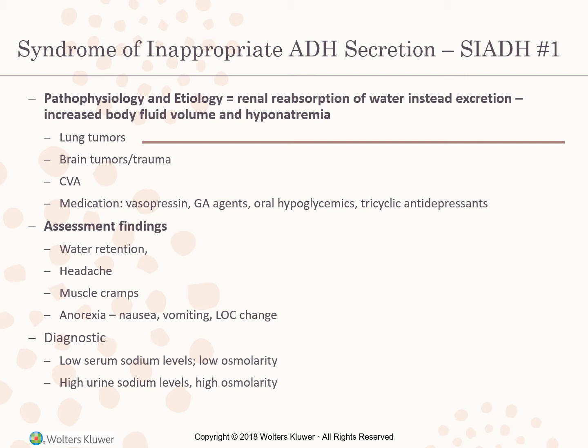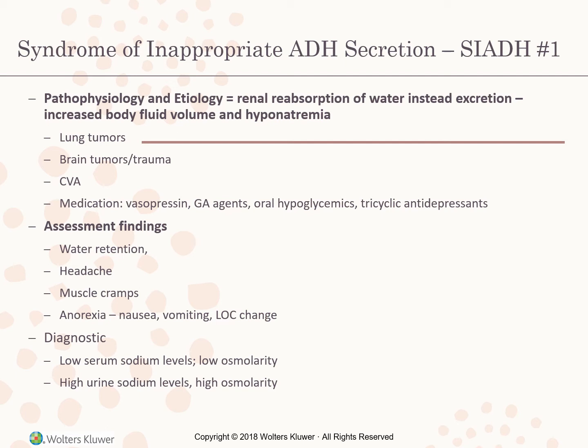The syndrome of inappropriate antidiuretic hormone secretion is characterized by renal absorption of water rather than its normal secretion. So in the next minute or so, I'm going to be using SIADH to identify syndrome of inappropriate ADH secretion. It's a little bit easier to say. Causes of SIADH include lung tumors, central nervous system disorders, brain tumors, a cerebrovascular accident, head trauma, and drugs such as vasopressin, general anesthetic agents, oral hypoglycemics, and tricyclic antidepressants.